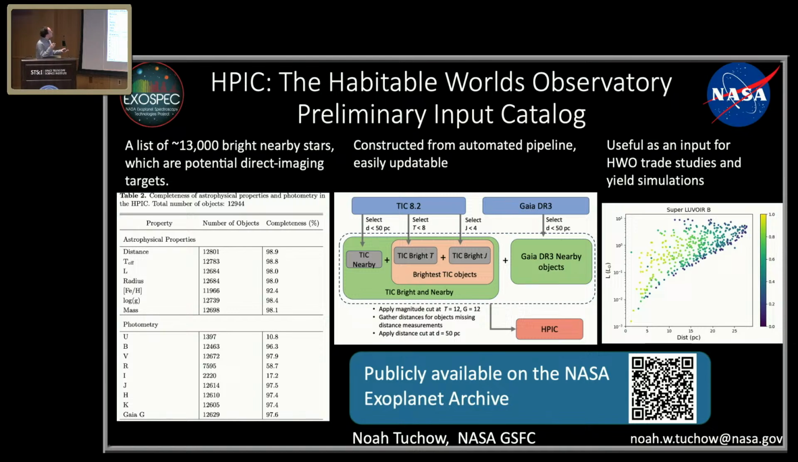So it's a list of around 13,000 bright nearby stars, which are potential direct imaging targets. And we've gathered astrophysical properties and photometry for each one. And we construct this catalog using an automated pipeline that's easily updatable.